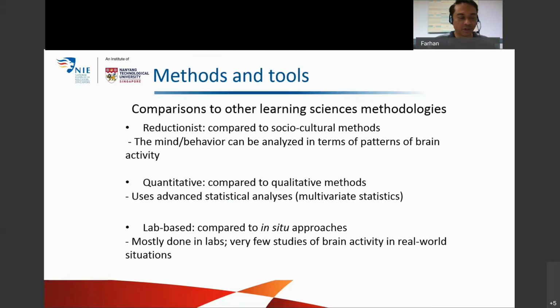Finally, the vast majority of cognitive neuroscience studies are done in the lab. There are very few studies of brain activity in real-world situations. Although with fNIRS technology that I mentioned earlier, there are more studies in recent years that go outside the lab. Nonetheless, the lack of the in situ nature of cognitive neuroscience raises questions about the generalizability of cognitive neuroscience.